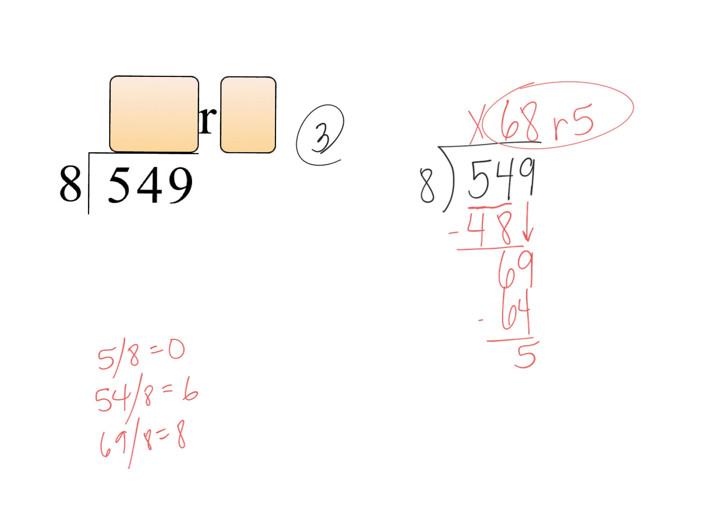So then when you're left with 69 divided by 8, the closest we could get is 8 groups. 8 times 8, 64. Subtract and get 5. So that became our remainder. Questions on those steps, Landon?